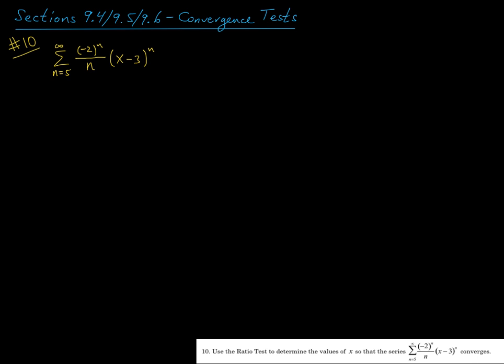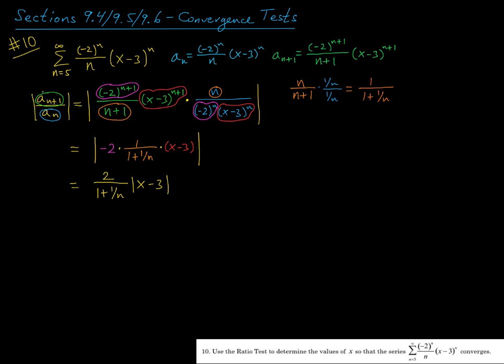All right, so to apply the ratio test, we first note that a sub n is (-2)^n over n times (x - 3)^n, and so a sub n plus 1 is (-2)^(n+1) over n plus 1 times (x - 3)^(n+1). And so then to compute the ratio of a sub n plus 1 and a sub n in absolute value, as we have been doing, I'll go ahead and take a sub n plus 1, you see here in green, and multiply it by the reciprocal of a sub n, and then simplify.